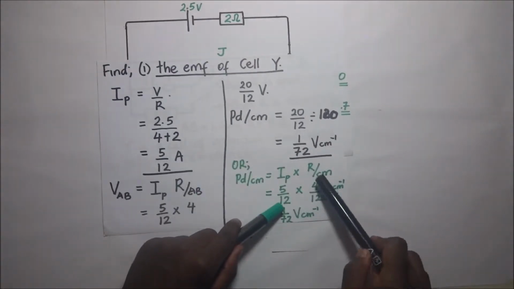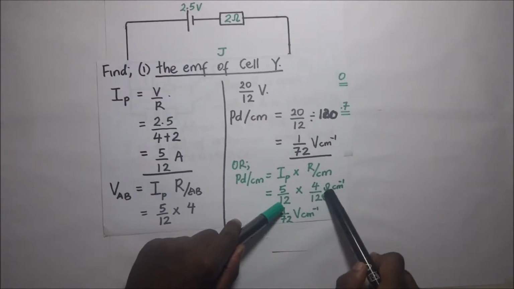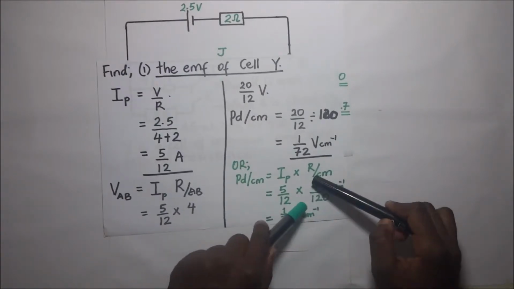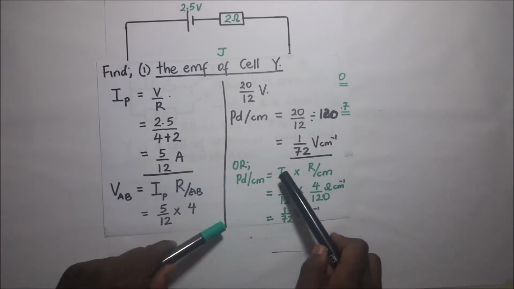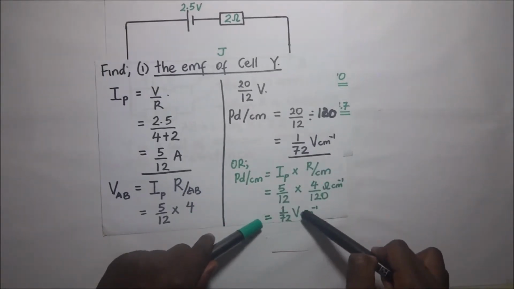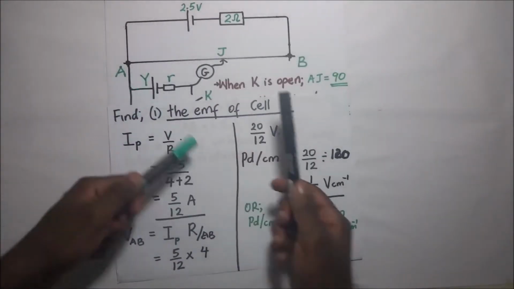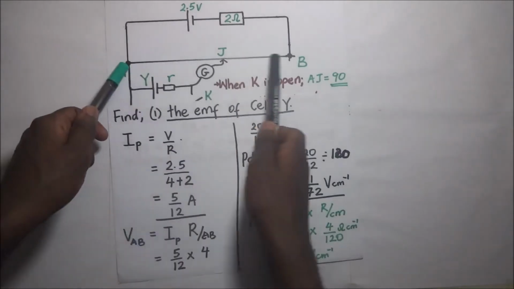So the resistance is 4 divided by 120 centimeters. This is the resistance per centimeter. And when we multiply this by that, we get our answer straight, which is 1/72 volts per centimeter. So now we have the PD per centimeter of this wire.